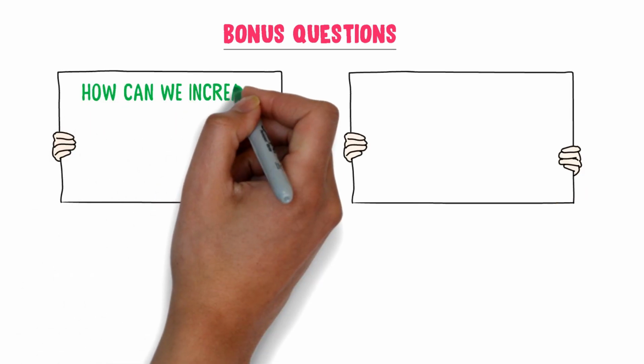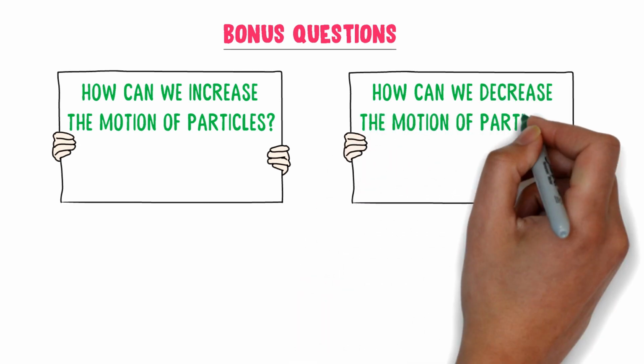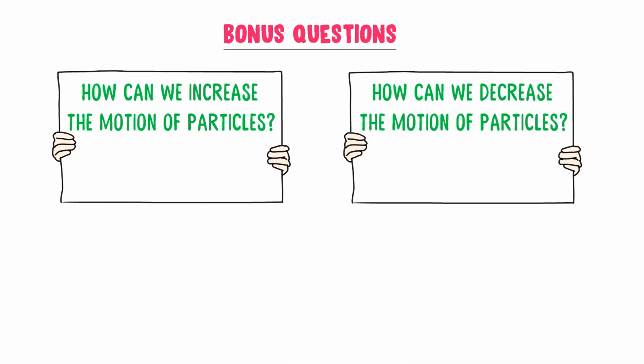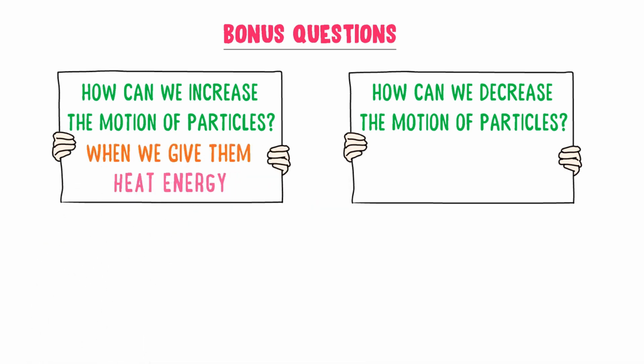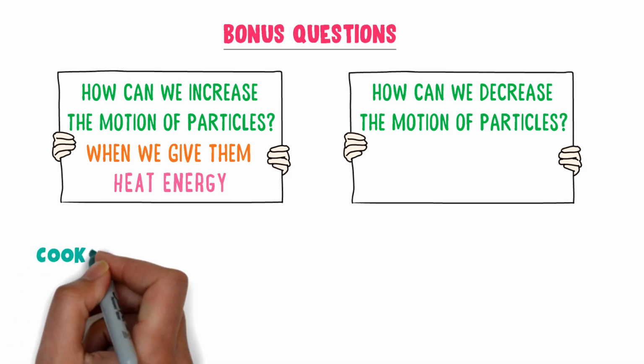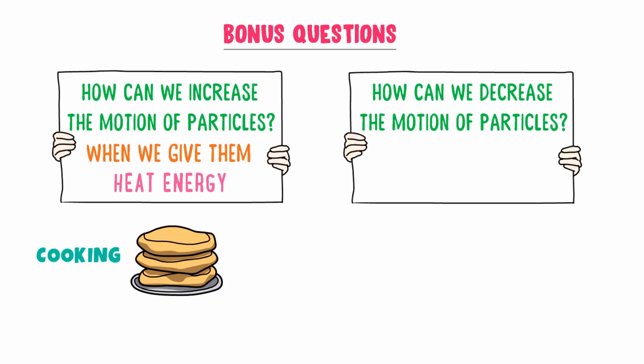How can we increase the motion of particles? Secondly, how can we decrease the motion of particles? Well, we can increase the speed or motion of the particles when we give them heat energy. For example, when we cook something on the fire, we give them heat energy.